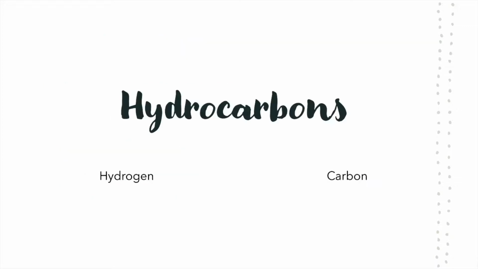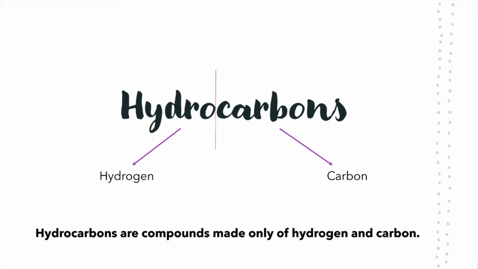So let's get started. Okay, so first things first, let's look at this word hydrocarbons. We can split it in half here into hydro and carbons. When we do that, from hydro we get hydrogen and from carbon we get carbon. What that means then is that hydrocarbons are compounds made only of hydrogen and carbon. So when we are dealing with hydrocarbons, they are compounds made only of hydrogen and only of carbon. There are no other elements involved.